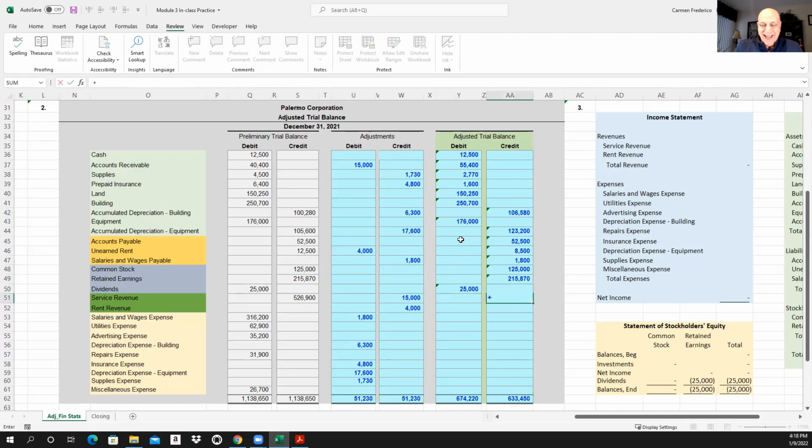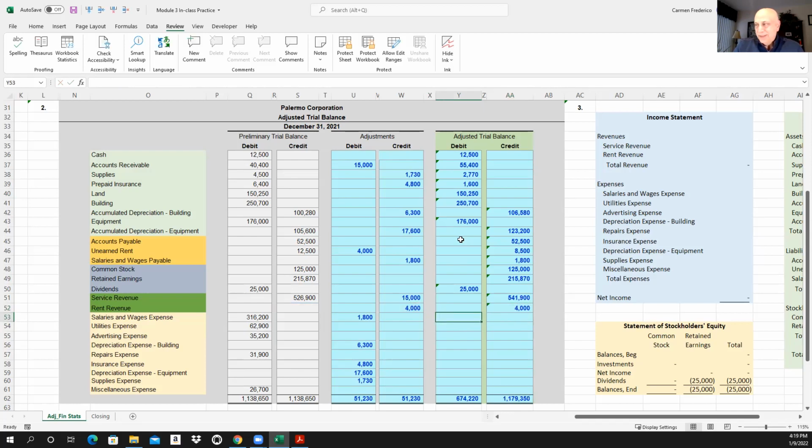Service revenue, we had 526,900. We made an adjustment for 15,000, so our new balance is 541,900. And then rent revenue, we had nothing before adjustments. We made an adjustment of 4,000 to recognize the revenue that we earned, rent revenue for the period. So now we have 4,000.